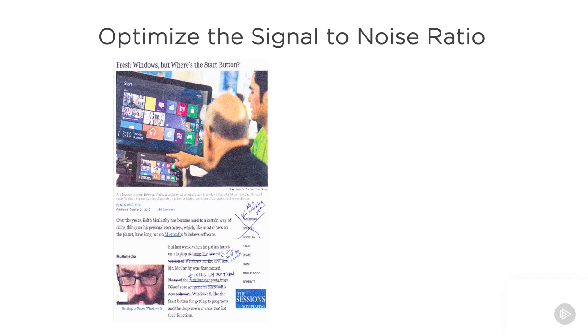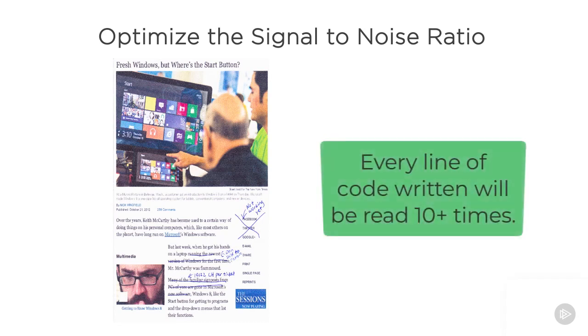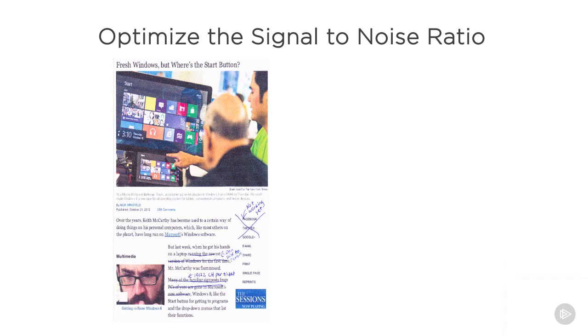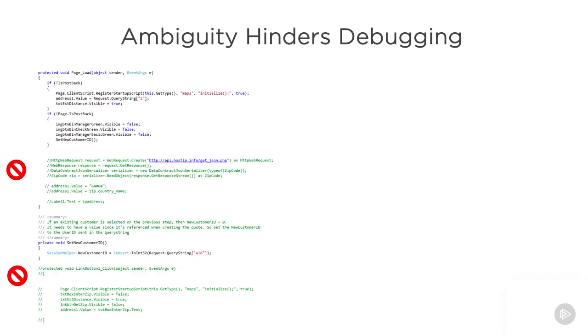Okay, but we must remember that every line of code written will be read an average of 10 times. So yes, our readership is smaller than the Times, but it's an important readership with a loyal following. It's us. Zombie code makes the story unclear. Should a programmer spend time reading the commented out code or not? Commented out code also creates ambiguity about whether the code should have been commented out at all.